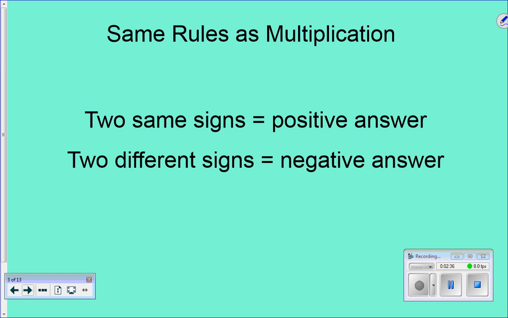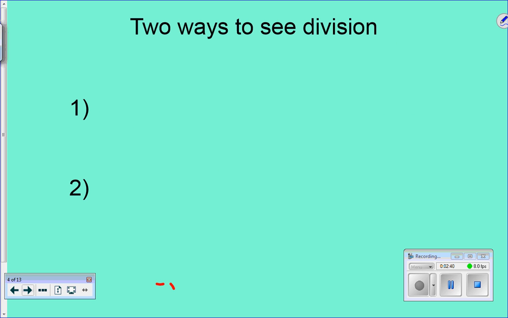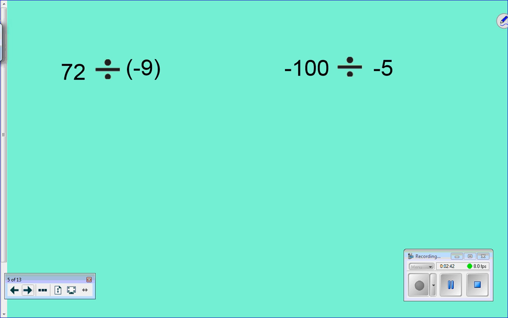Alright, ready for some practice problems? Okay, here we go. 7/2 divided by -9. First of all, I'm going to think to myself, is my answer going to be positive or negative? Negative, because it's two different signs, right? I got a positive here, and I got a negative here, so I know my answer is going to be negative.